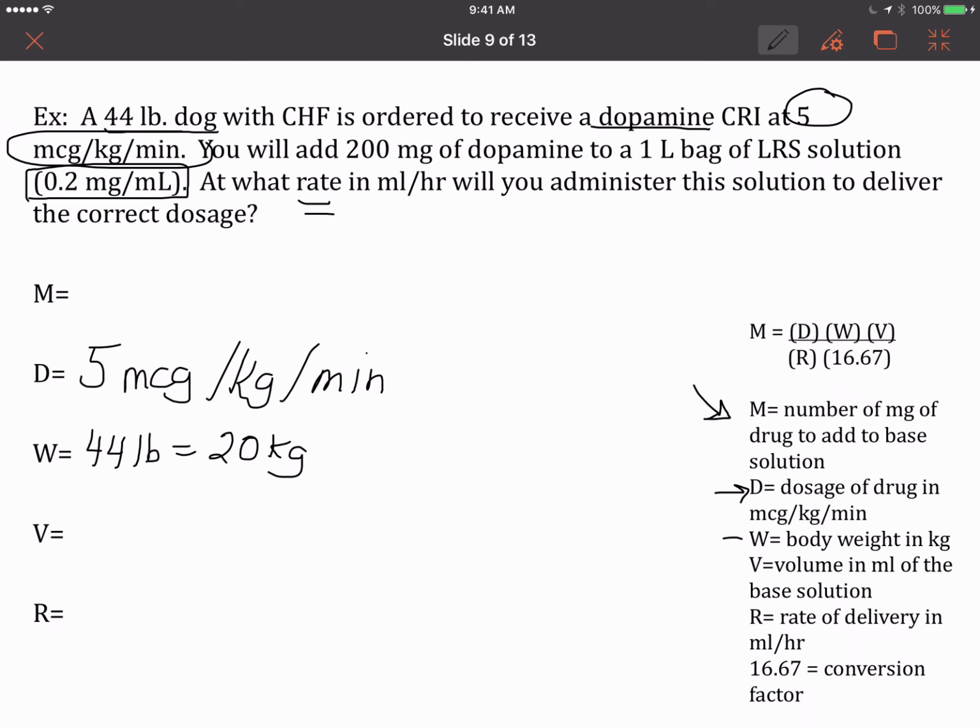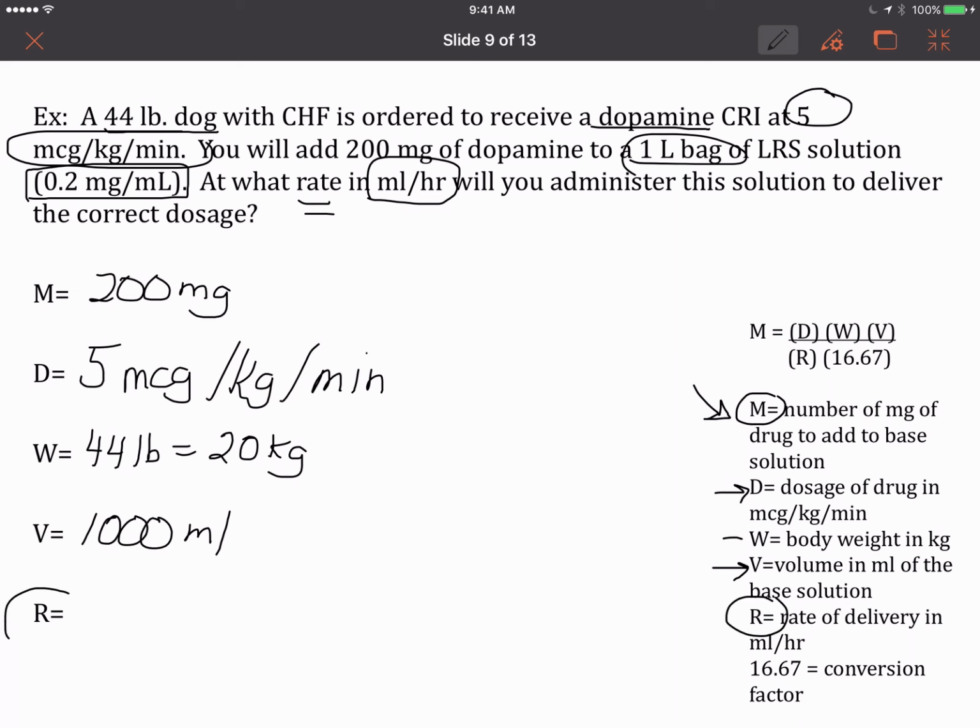You will add 200 mg of dopamine. Well, that's our M right here, the number of milligrams of drug to add to the base solution. All right, we're going to put that up here, 200 milligrams of dopamine to a 1 liter bag of lactated ringer solution. Here's this, V, 1 liter. Let's just change that to milliliters, 1,000 mils.